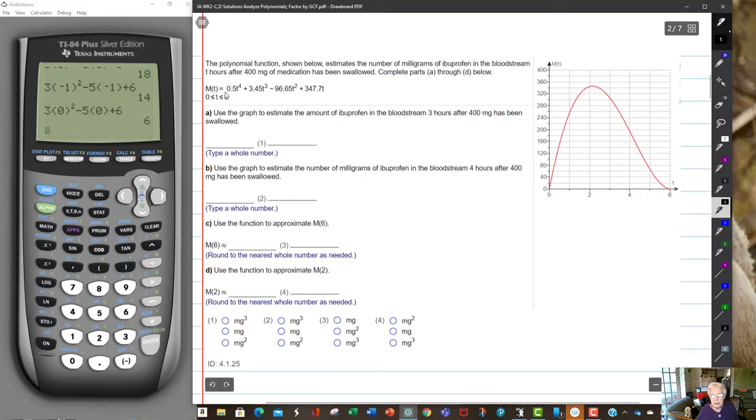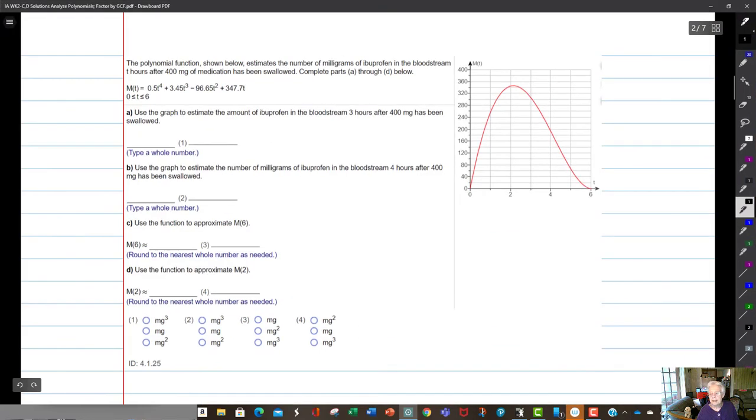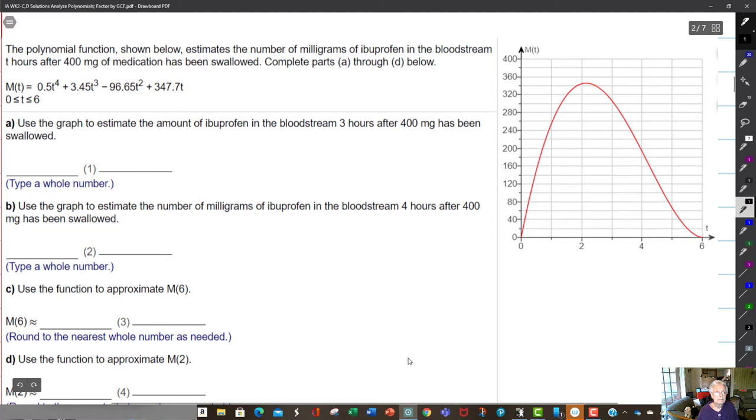Now here's a polynomial. M of t equals 0.5t to the fourth power plus 3.45t to the third power minus 96.65t squared plus 347.7t. What is that all about? Let's make this bigger. The polynomial function shown below estimates the number of milligrams of ibuprofen in the bloodstream t hours after 400 milligrams of medication has been swallowed. Complete parts A through D.